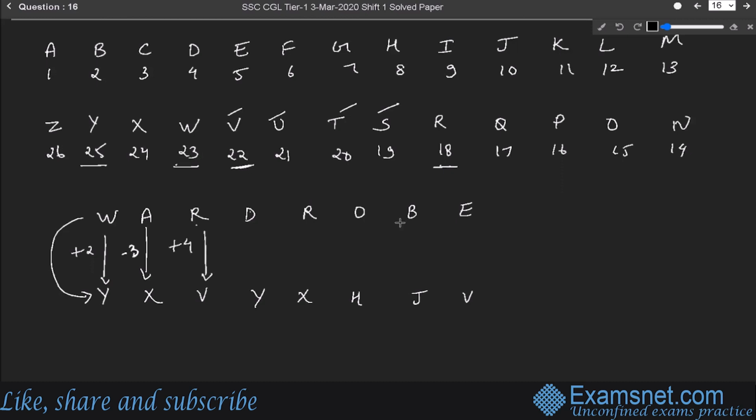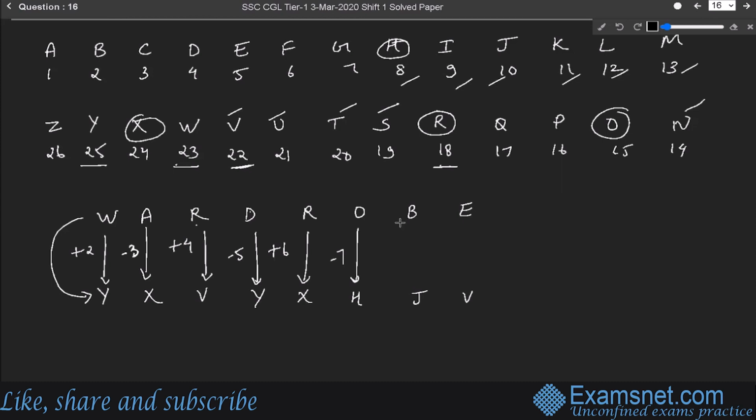Similarly, for D and Y, D minus 5 gives Y. Then R and X, so R plus 6 gives X. Then next is O and H. O is present here and H is present here, so O minus 7 gives H. You can see that 1, 2, 3, 4, 5, 6, and 7, when we go in the opposite direction, it will be -7.